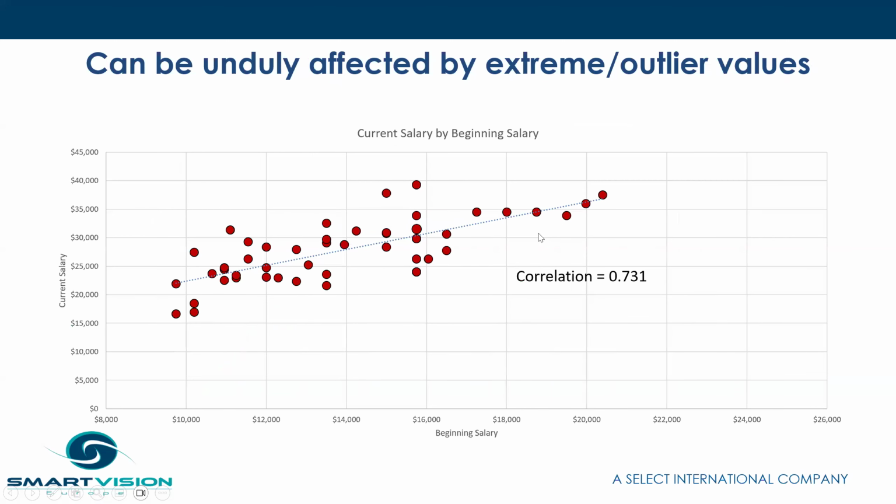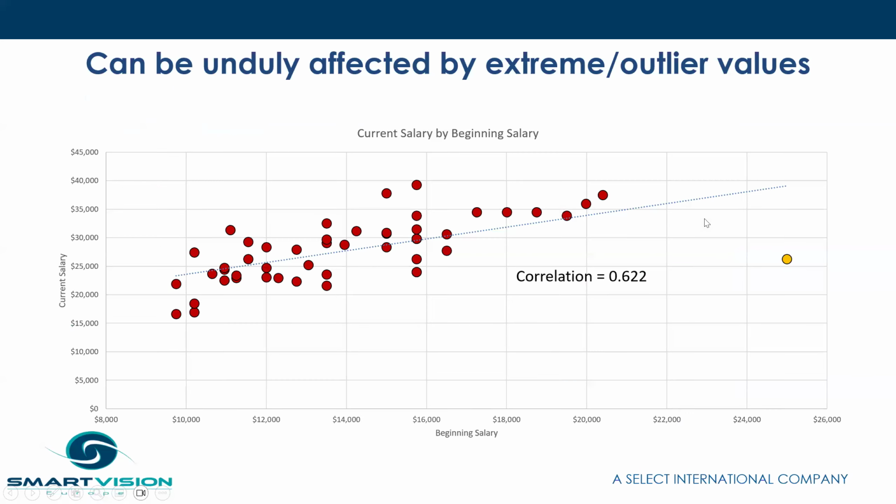And the other thing, of course, is that they can be unduly affected by extreme outlier values. So if you put in an outlier value here, look, this is 0.731, good correlation here between beginning salary and current salary. I add in somebody who's an outlier, and that affects the correlation. Now, that's obviously going to have a greater effect if you don't have very many observations. The more observations you have, the less likely an individual extreme value is going to affect it, of course.